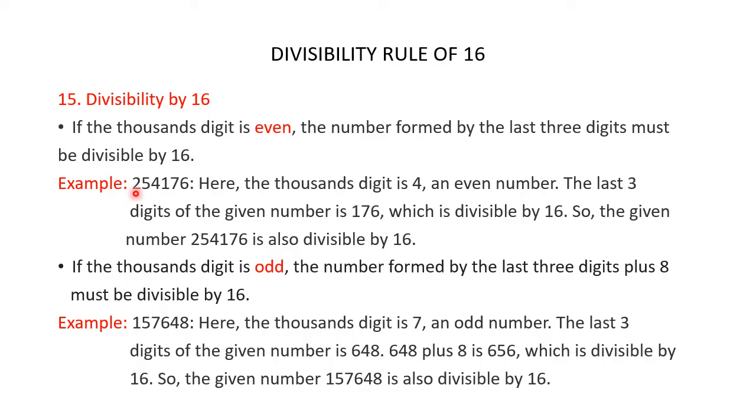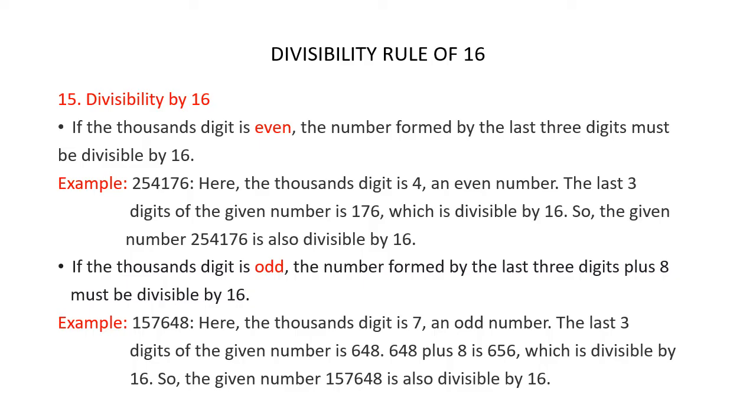Let's understand this with an example. Consider the number 254176. Here the units digit is 6, tens digit is 7, hundreds digit is 1 and the thousands digit is 4. So the thousands digit is 4, which is an even number. Here the last three digits of the given number are 176, which is divisible by 16. So the number 254176 is also divisible by 16. Hope you understood that.